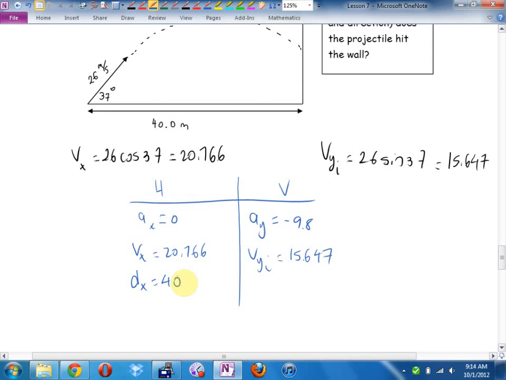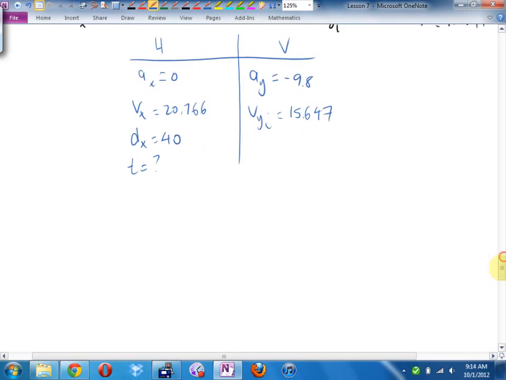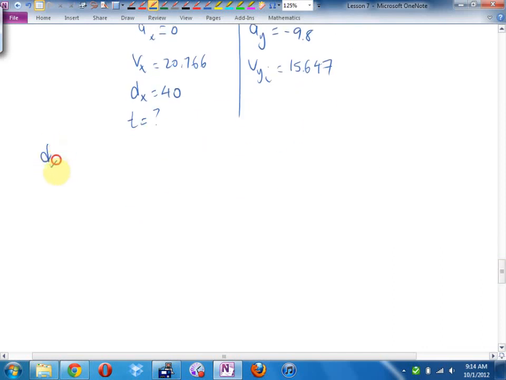Where am I going to find time, horizontally or vertically? Which column do I know three things? Horizontally? Okay, so t equals question mark. Oh, actually, horizontally, it's way easier to find time because since a is 0, we start out with d equals vit plus a half at squared, but the half at squared cancels. We lose the quadratic. Oh, I like that. So dx equals vxt. I guess that means that t equals dx over vx, 40 over 20.766.